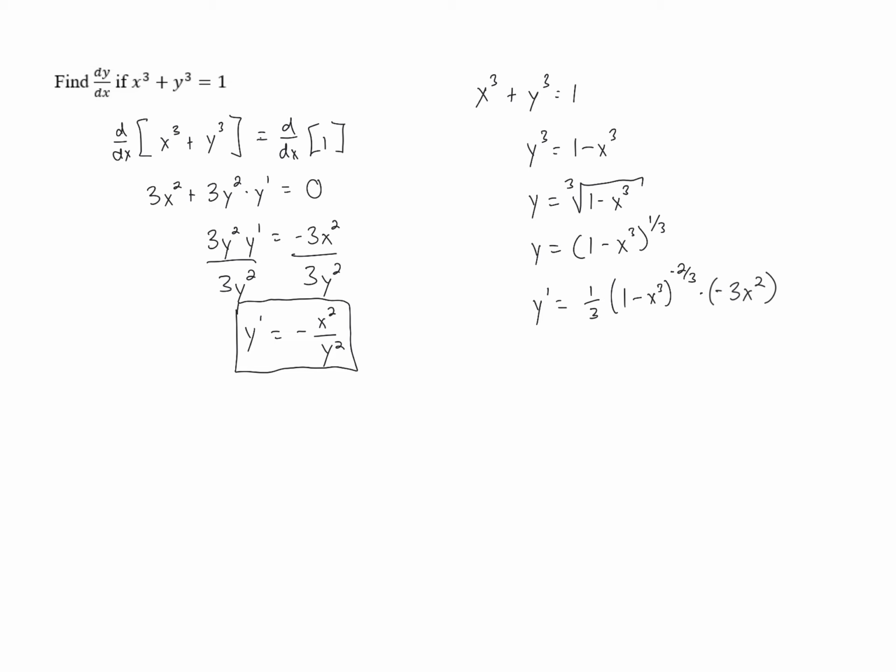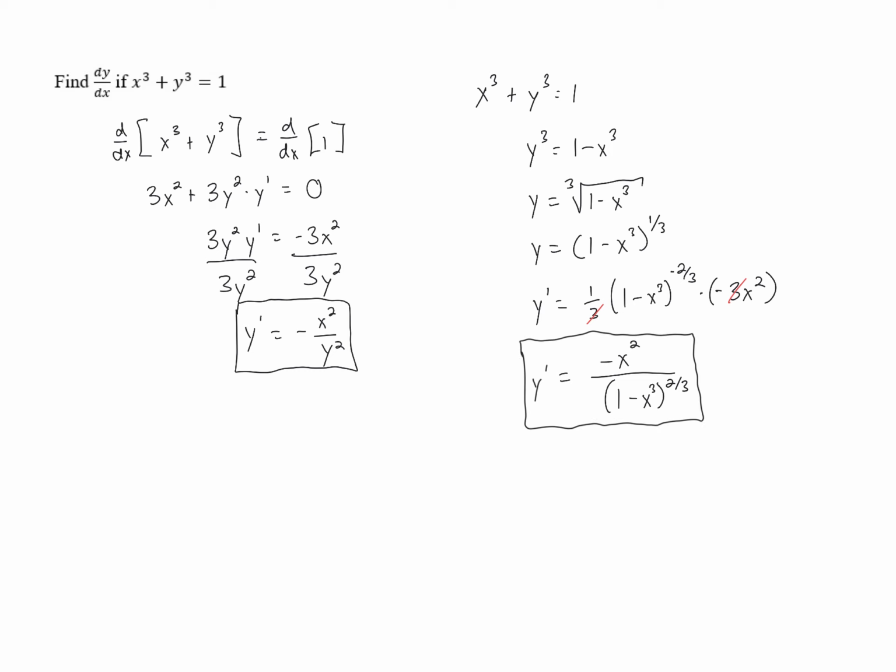Now, let's see what happens. We can see that the 3's are going to cancel. We've got a 3 in the denominator and a 3 up top. And so we've got this negative x squared. I'm actually going to put that in the top. And then in the bottom, we've got 1 minus x cubed to the 2/3 power. Remember that negative exponent tells us to move it into the denominator. And so this is what we get when we don't use implicit differentiation.